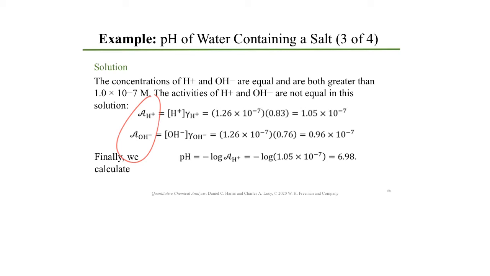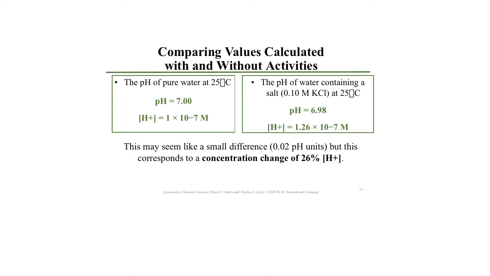Well, actually, we don't plug all that back in. We already solved that. Plug the H plus into the negative log, because this is going to be the true activity, and it's 6.98. So you might not think of that as a very significant difference, but the concentration changes 26%. This is because of the pH scale. That's why we use negative log, because these concentrations are relatively small. So a change in 0.2 is a pretty significant change in the percentage. Makes a difference in a lot of systems.